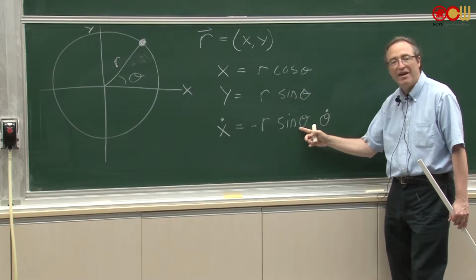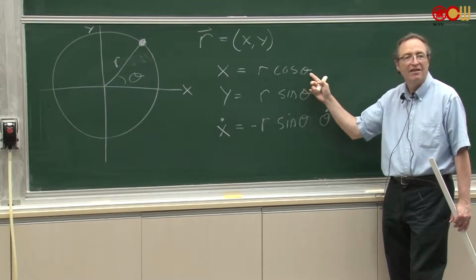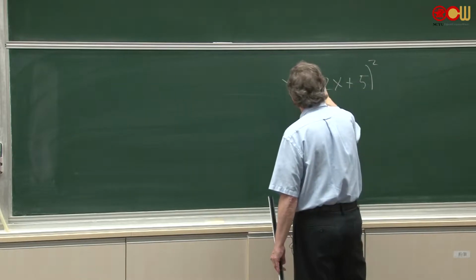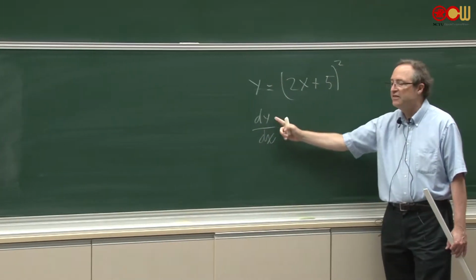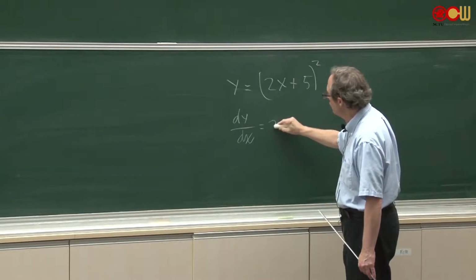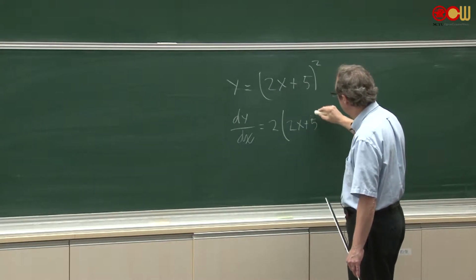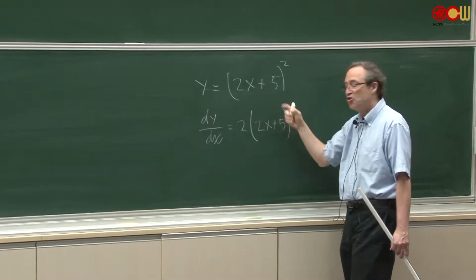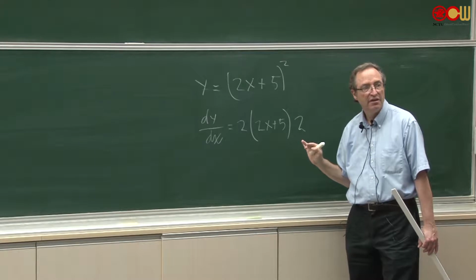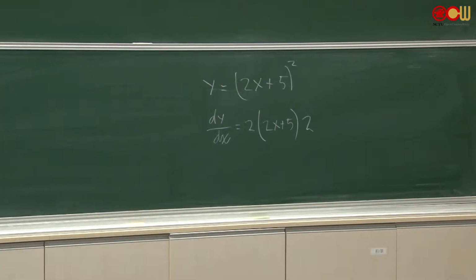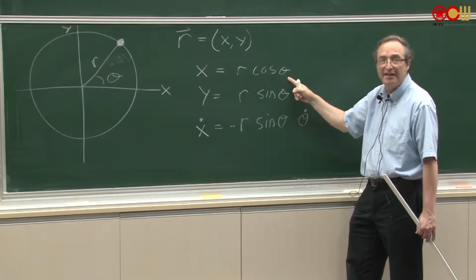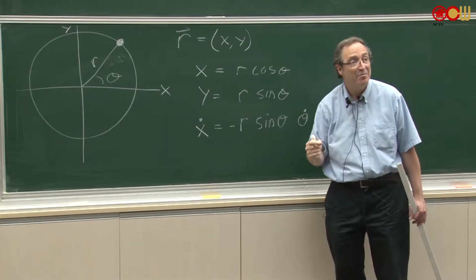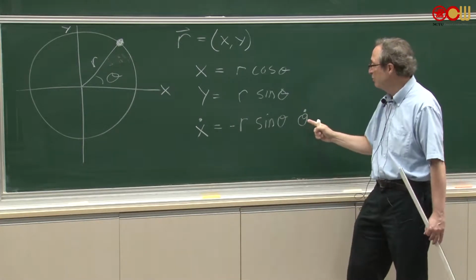Then you have to take the derivative of what is inside the cosine. All right? So this is no different. If I had something like this, let's say y equals this. How do I take dy dx? I take 2 times 2x plus 5, but then I have to take the derivative of what's inside. What's the derivative of this? 2. And so that's my answer. It's the same thing I'm doing here, right? I take the derivative of the function, and then because the argument of the function, theta, is not time, I have to take its derivative also, and I multiply it.